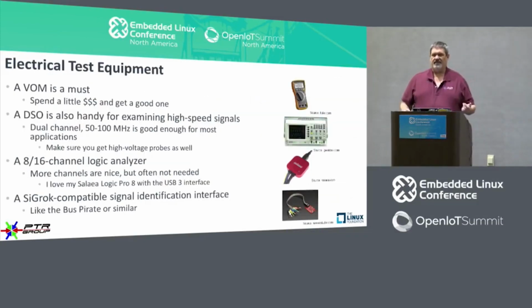Now, electrical test equipment, especially when we're trying to figure out exactly what kind of circuits are in the box and what voltages they're running. A volt-ohm meter is a must. Don't scrimp on these. Spend a little bit of money and get a decent one. A really good one will cost you anywhere from $70 to $150. The one you used to get at the old Radio Shack, for those of you old enough to remember Radio Shack, the $9 meter, yeah, no, that one doesn't work very well.